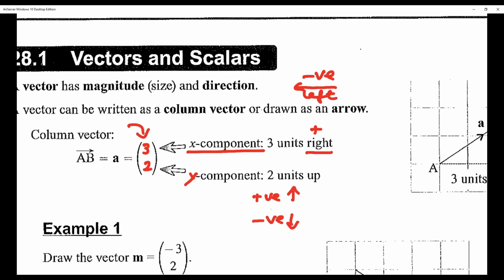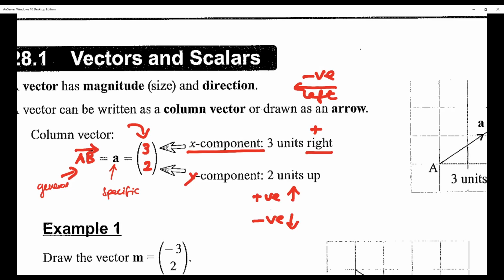So now we have AB. Now AB is basically telling you what you're going to do. That's your intention, A to B. The vector A to B. That's, I would say, a general form of describing it. And then we have a more specific and more clear way of describing, which is a bold printed A.